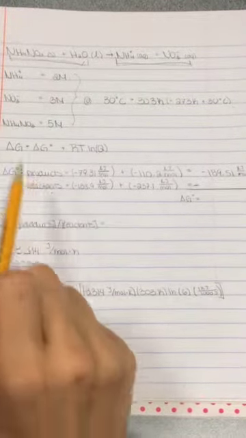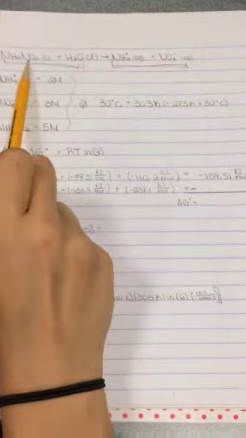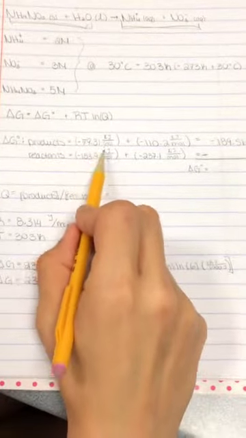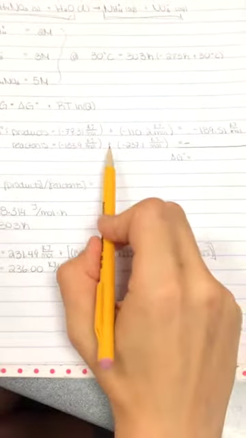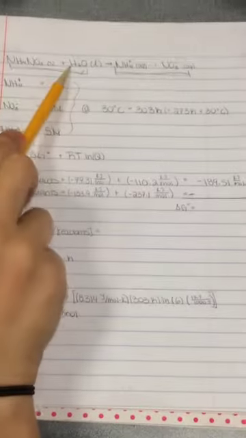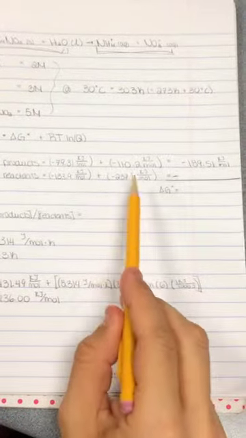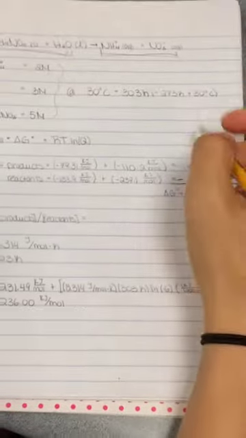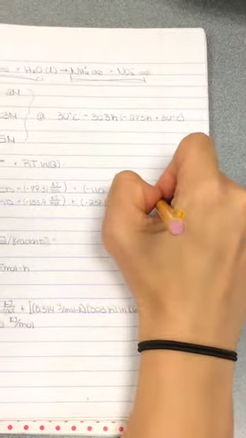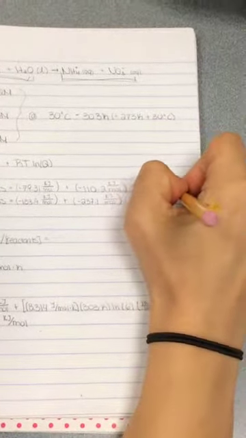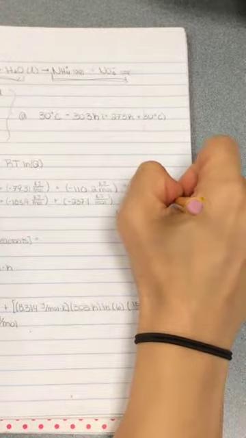Now, you have to find the delta G at standard for our reactants, right over here. The delta G at standard for our ammonium nitrate is negative 183.9 kilojoules per mole, and you add the delta G at standard for our water, which is negative 237.1 kilojoules per mole, and that equals negative 421.0 kilojoules per mole.